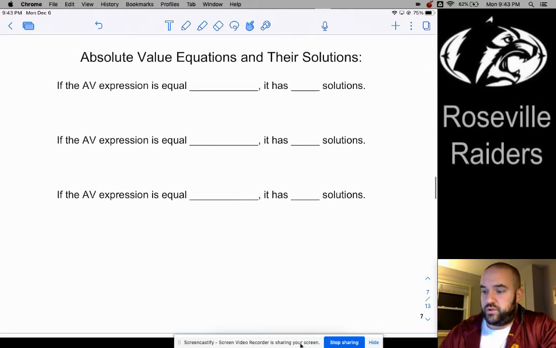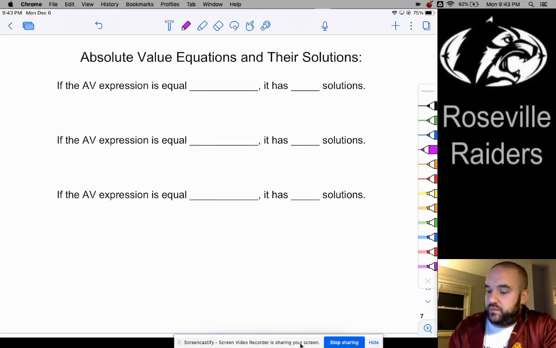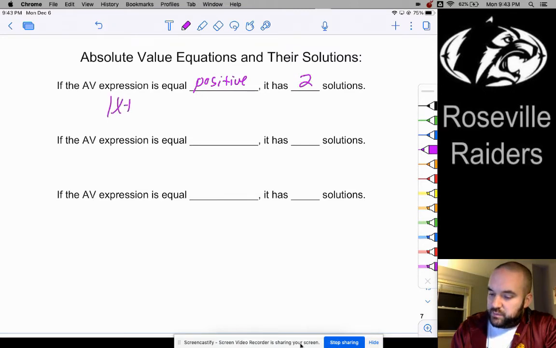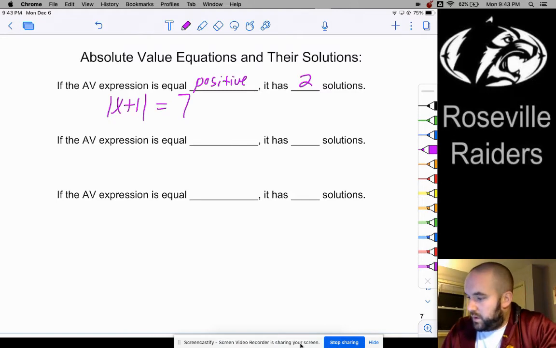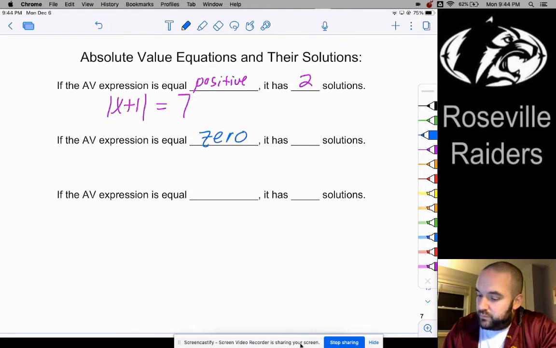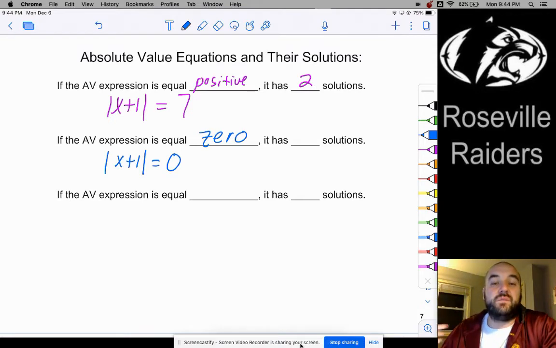There's actually two situations here. Most of the time, the absolute value expression is equal to a positive number. You will have two solutions, such as x plus 1 is equal to negative 7 or positive 7. One of the other possibilities is what happens if the absolute value is equal to 0. So, for example, the absolute value of x plus 1 is equal to 0.